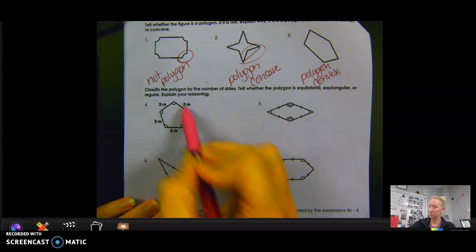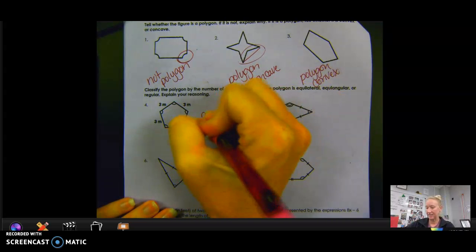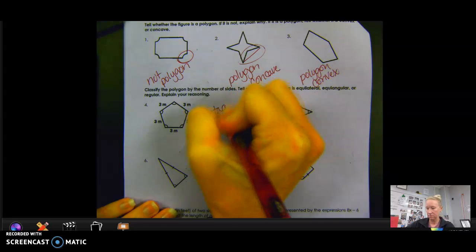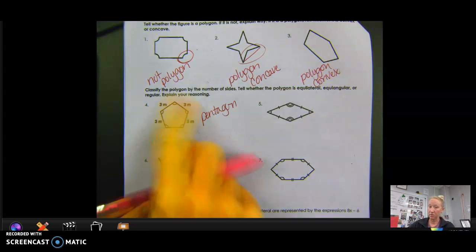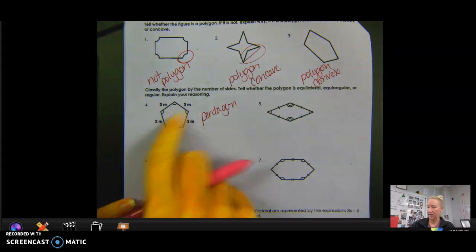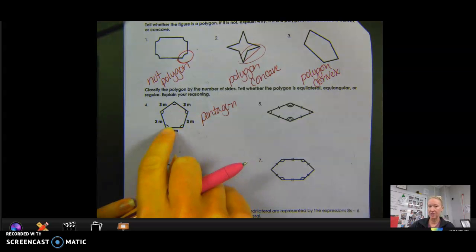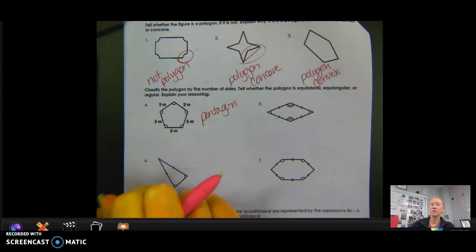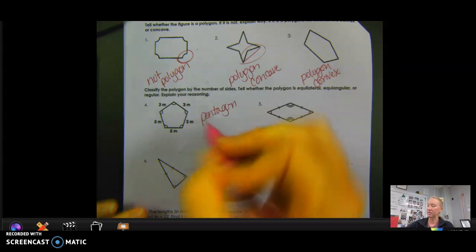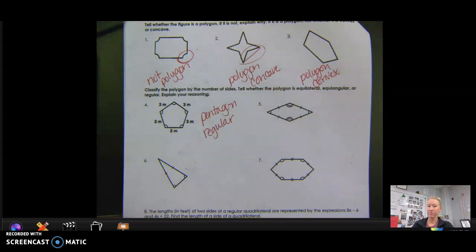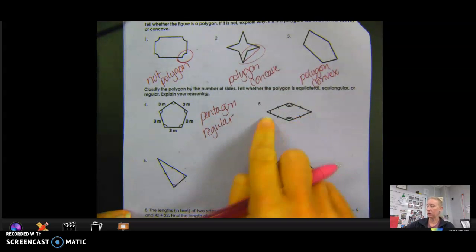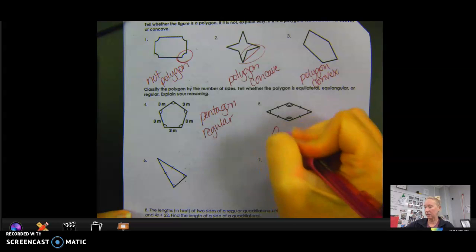So this one has 1, 2, 3, 4, 5 sides, so that's a pentagon. All side lengths are 3, so they're all equal, so it would be equilateral. All angle measures are equal because they have the arcs, so they would be equiangular. So we don't call it equilateral and equiangular. If it's both, we call it regular. Next one, 1, 2, 3, 4 sides, so that is a quadrilateral.